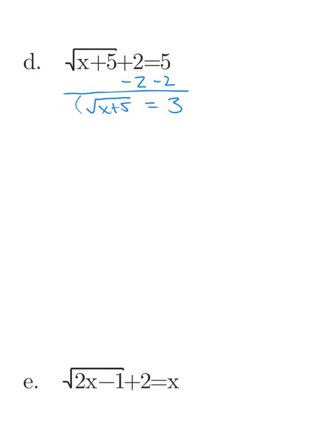Now that our square root is by itself, I can square both sides. On the left, my square root and my square cancel, leaving me with x plus 5. And on the right, we get 3 squared is 9. In order to finish solving, we're going to subtract 5 from both sides. And we get x equals 4.